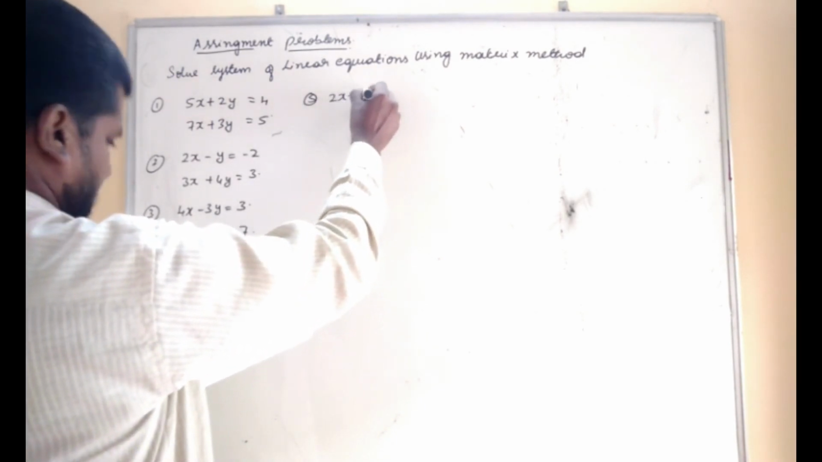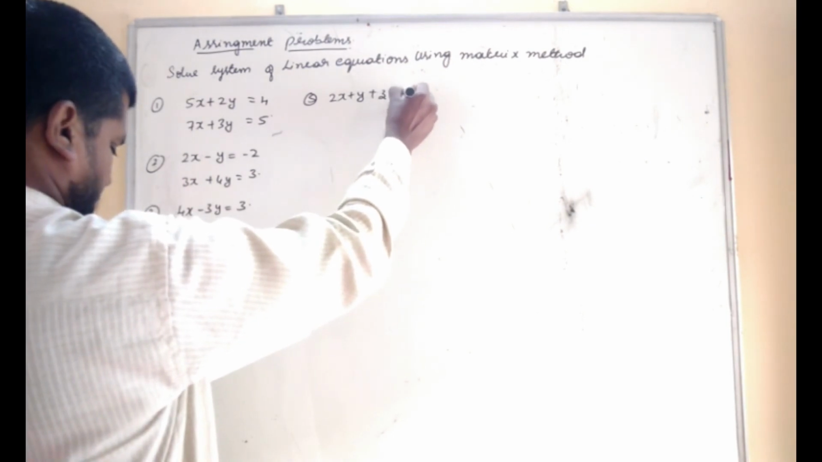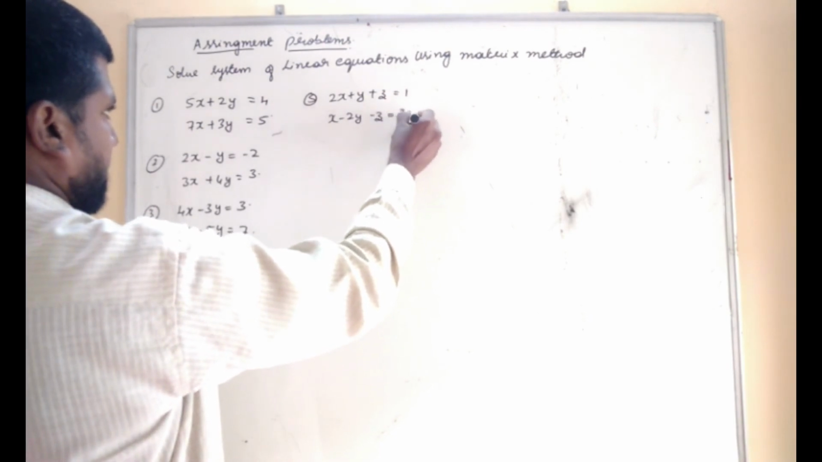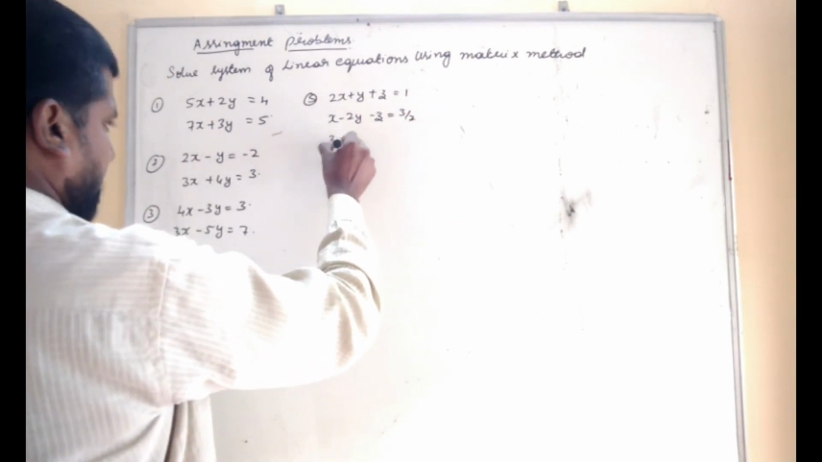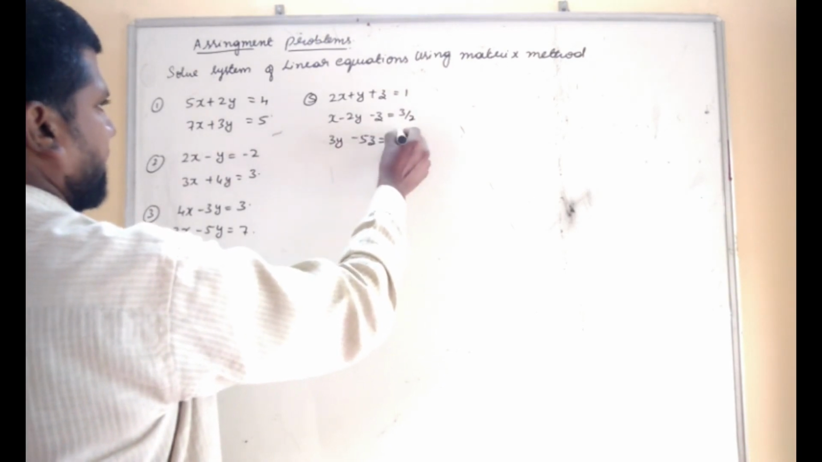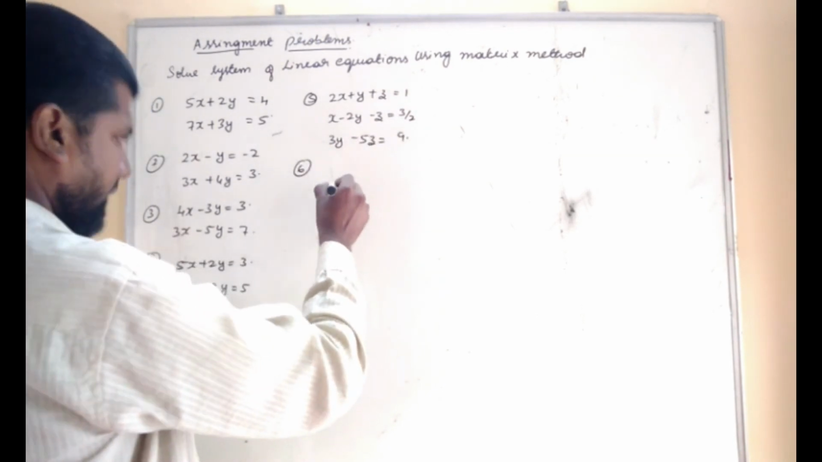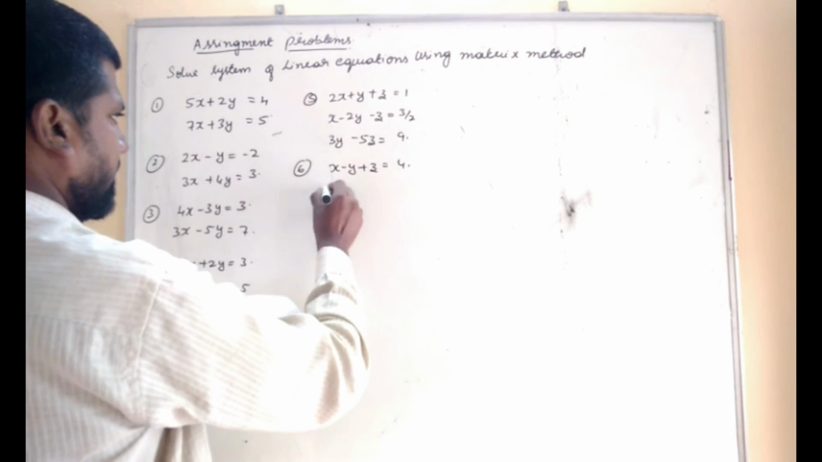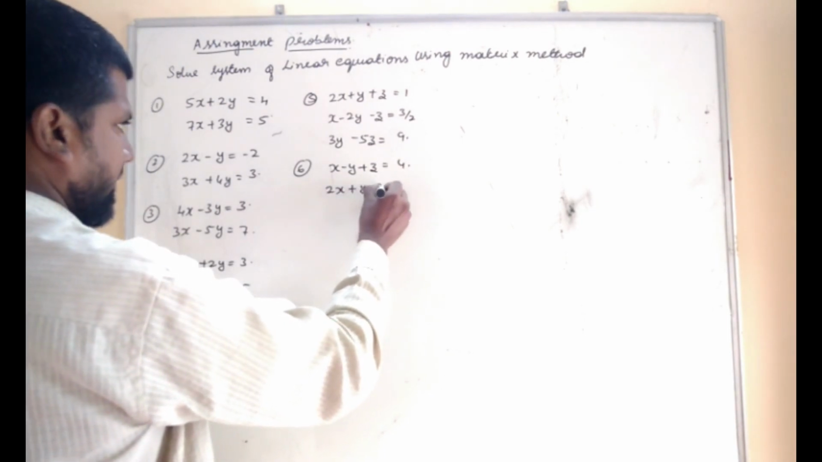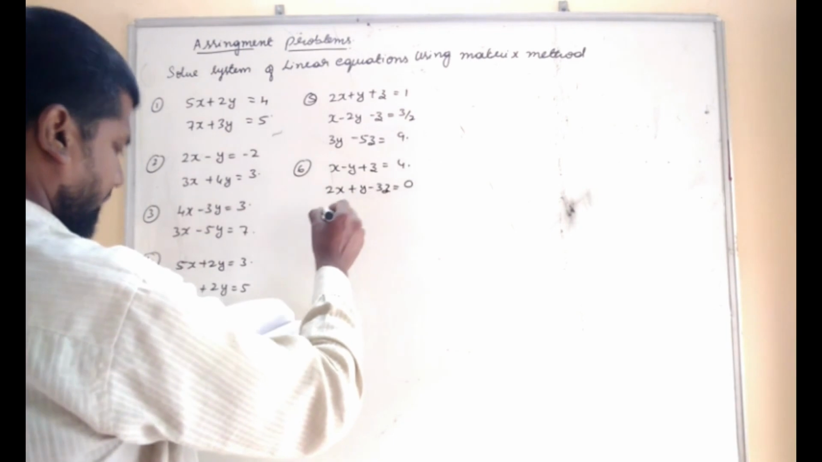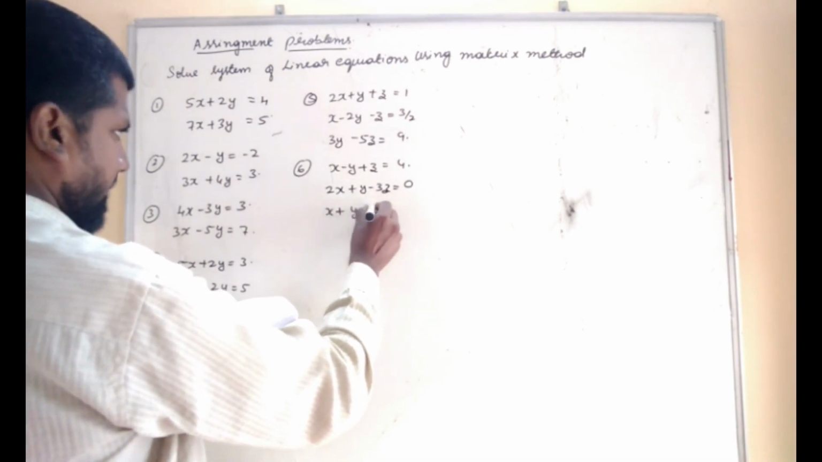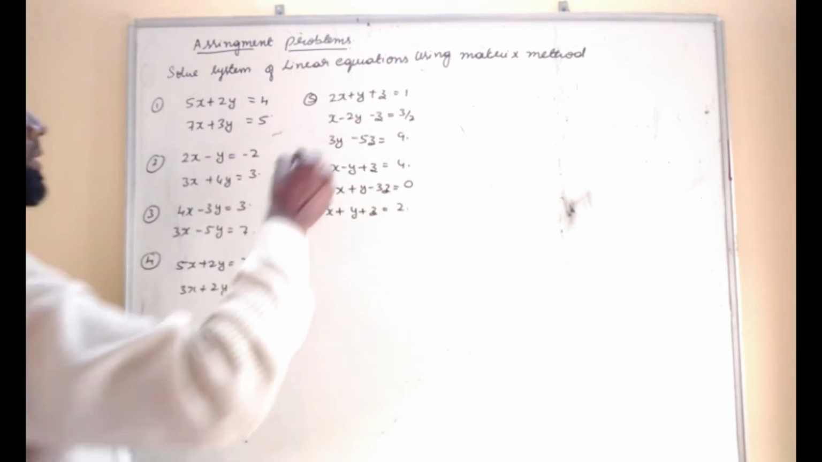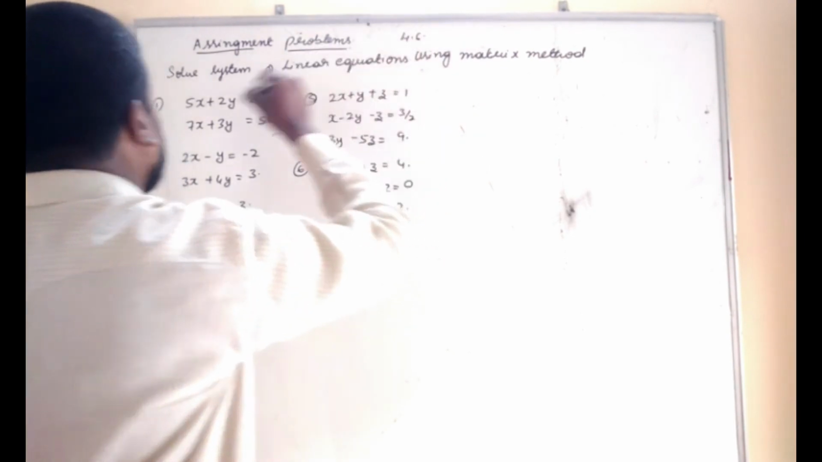Then the fifth one: 2x plus y plus z is equal to 1, x minus 2y minus z is equal to 3 by 2, 3y minus 5z is equal to 9. Then the sixth one: x minus y plus z is equal to 4, 2x plus y minus 3z is equal to 0, x plus y plus z is equal to 2. This is the problems on exercise 4.6.